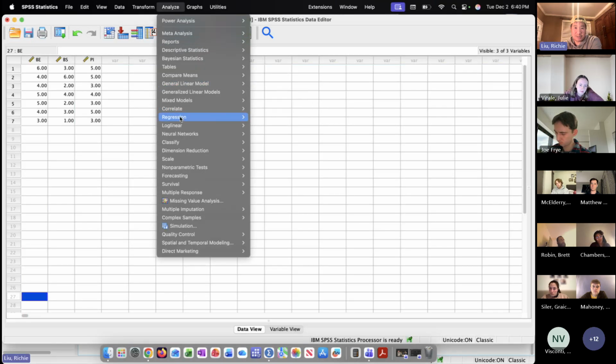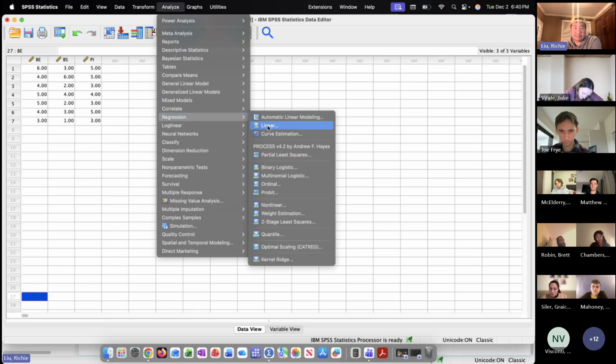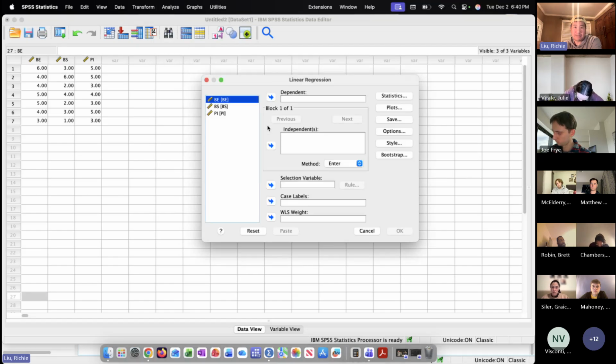And go to analyze, regression, go to linear. Again, if you throw in brand engagement in a model, it's totally fine. In this case for the class, we can keep it cleaner. Just go ahead and throw in purchase intention in the DV and brand schemacity IV. Don't have to do anything over here, okay?